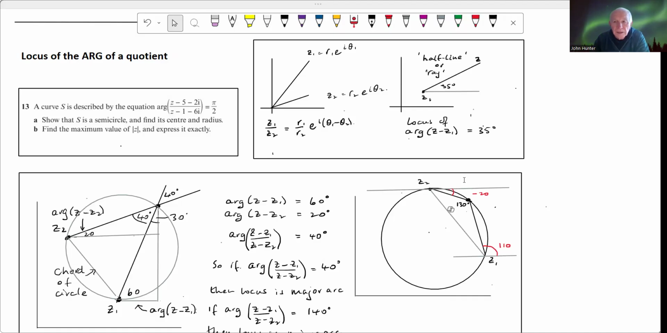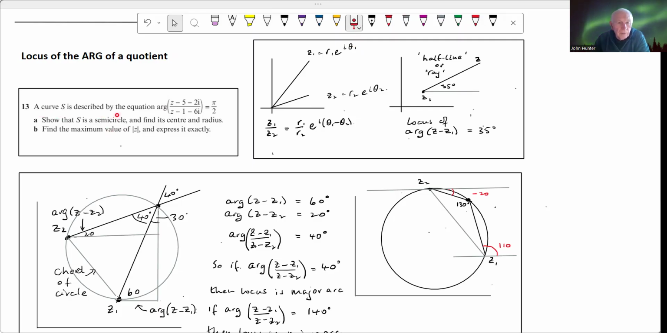Right, so we've got a worked example here for the complex numbers problem, locus of the argument of a quotient of two expressions. These are a little bit difficult to get your brain around, I think. So hopefully this video will help. Let's have a look at this particular problem.